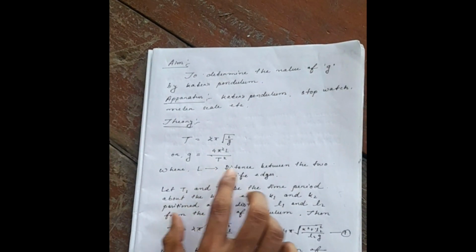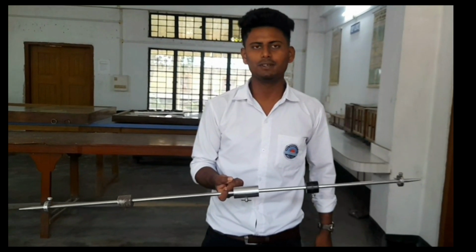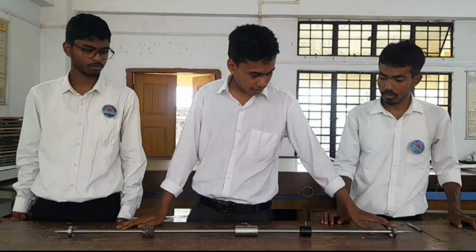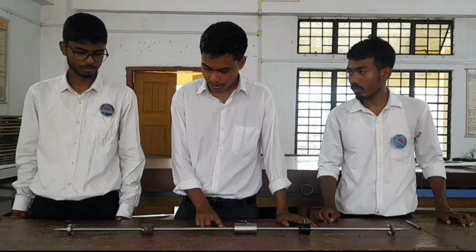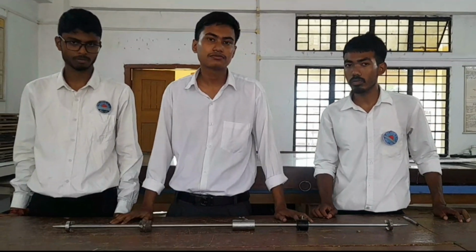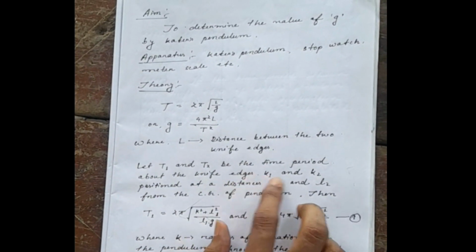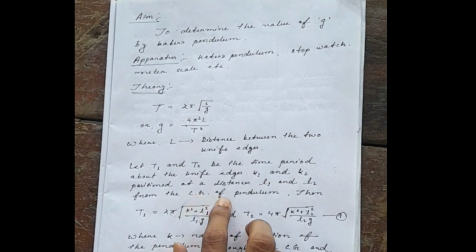Here L is the distance between the two knife edges. This is the center of mass of the Kater's pendulum. This is knife edge 1, K1, this is knife edge 2, K2, and the length from K1 to the center of mass is L1 and the length from K2 to the center of mass is L2. Let T1 and T2 be the time periods about the knife edges K1 and K2, at distances L1 and L2 from the center of gravity of the pendulum.